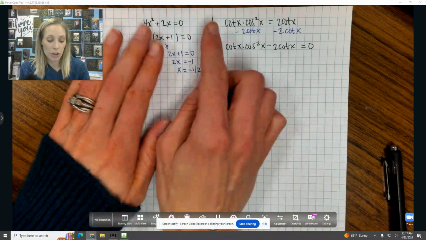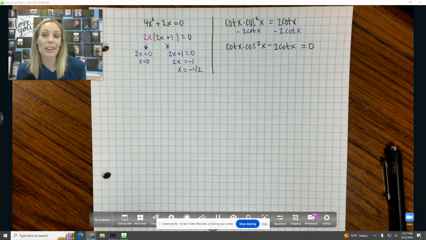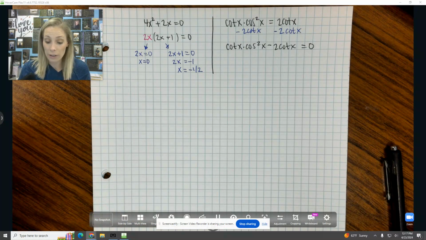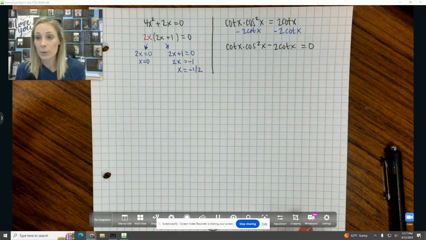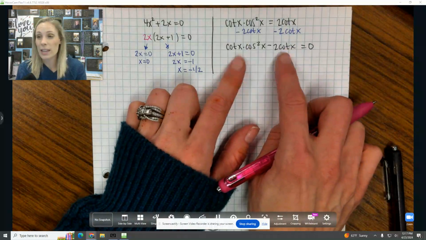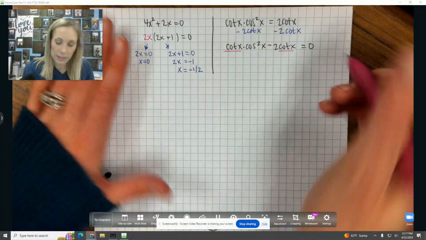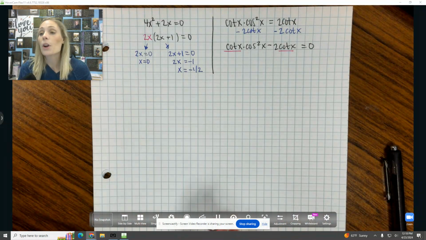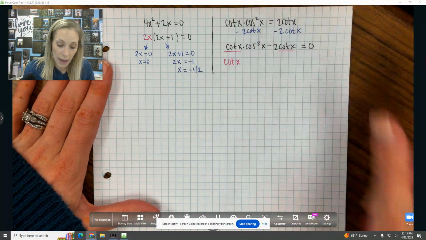Well, just like over here, we're looking for a greatest common factor. And I actually think that in trigonometric equations, the greatest common factor stands out a little bit more because here we had to deduce that I could divide both of them by 2. Here, it's just kind of slapping us in the face that both of them have a cotangent of x. So we're going to factor out our greatest common factor, that cotangent of x.